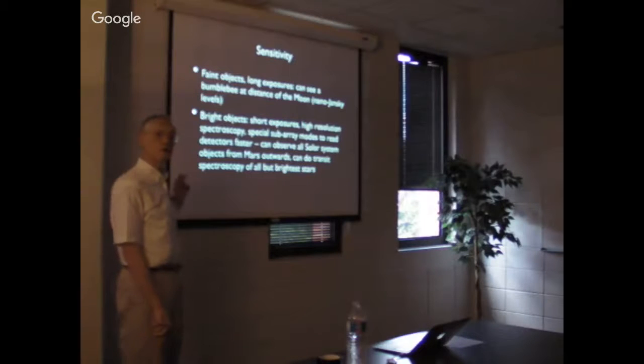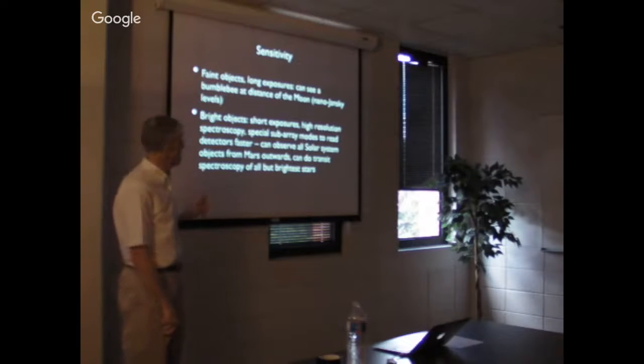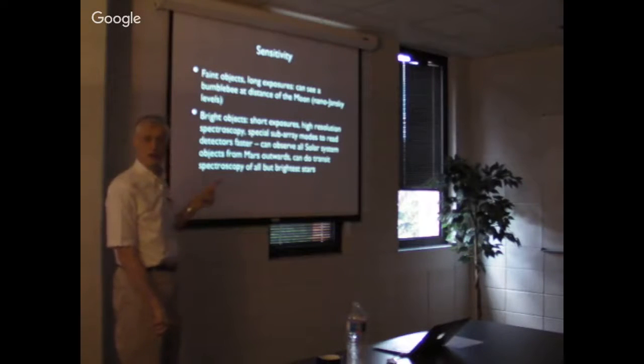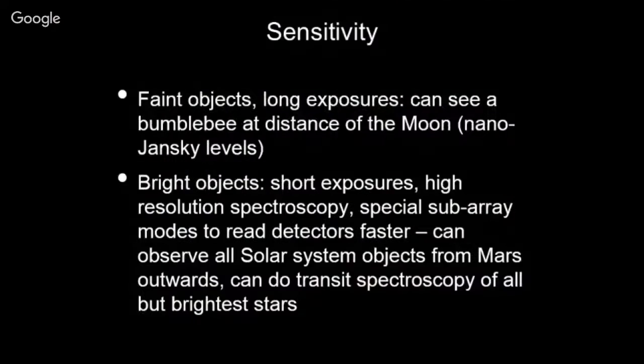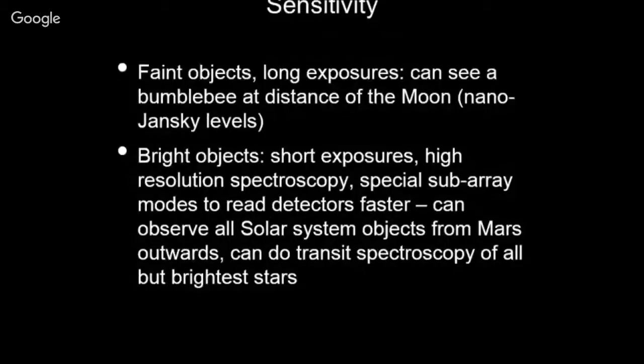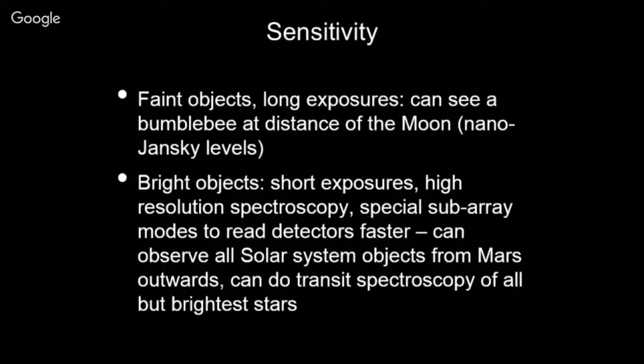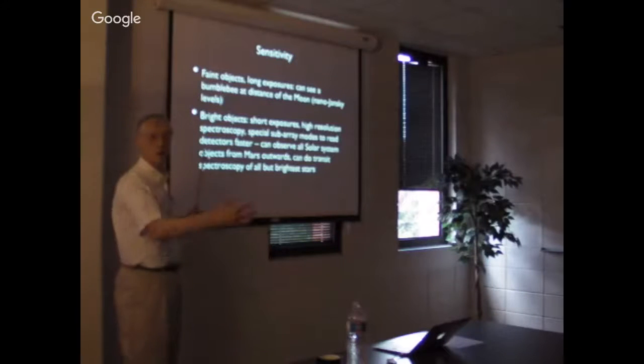On the other hand, people want to look at very bright objects, like nearby stars that might have planets, or our own planets, which are really bright. So we have developed a lot of ways to read out the detectors especially fast, so that we can observe all the objects that we can. So everything from Mars outwards we'll be able to see.